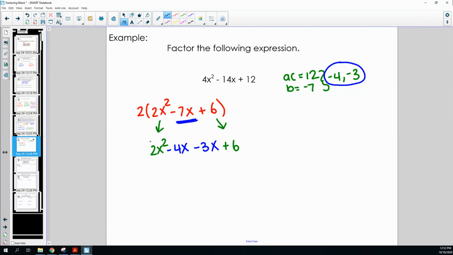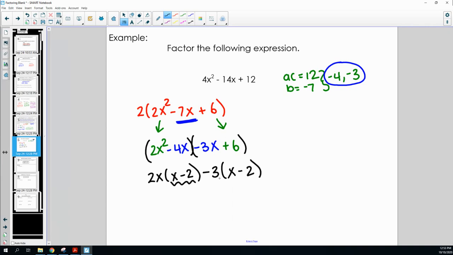Then what I'll do is I will group the first two and I will group the second two. I'm going to look for a GCF. So 2x squared minus 4x, I'm going to pull out a 2x, and I'm left with x minus 2. The negative 3x plus 6, remember I'm always going to take the same sign, so I'm going to take out the negative, and then 3x and 6 have a 3 in common. When I'm dividing the numbers, I'm dividing them by negative 3. So negative 3x divided by negative 3, I'm left with x. 6 divided by negative 3, I'm left with a negative 2.